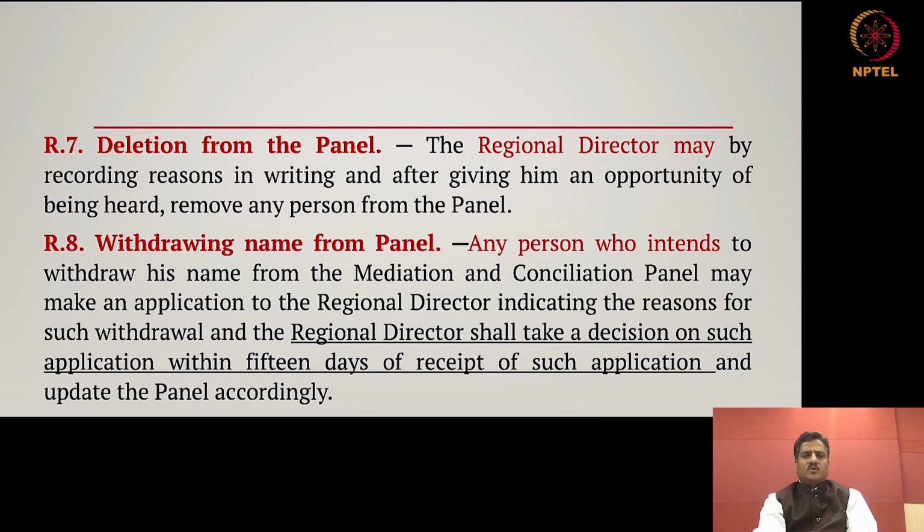Rule 7 talks about deletion from the panel. The regional director may, by recording the reasons in writing and giving an opportunity to the concerned mediator or conciliator, after hearing that concerned person, remove them from the panel. So there should be reasons, and those reasons have to be disclosed, and opportunity should be given to that particular person. After hearing that, the regional director has the power to remove any person from the panel.